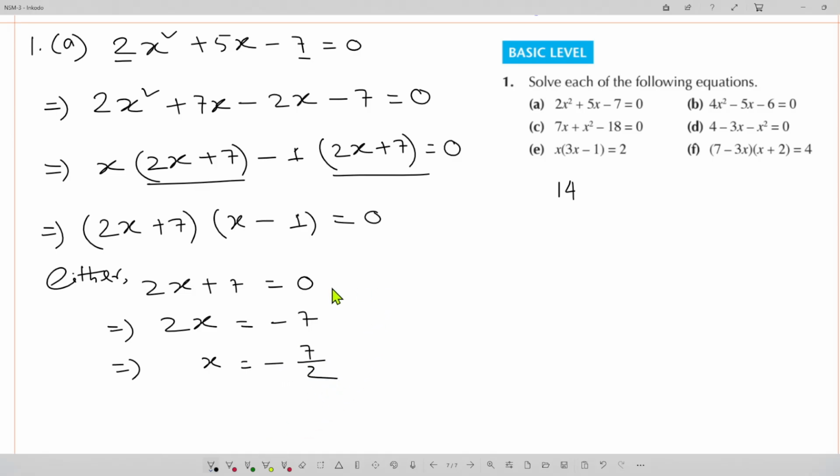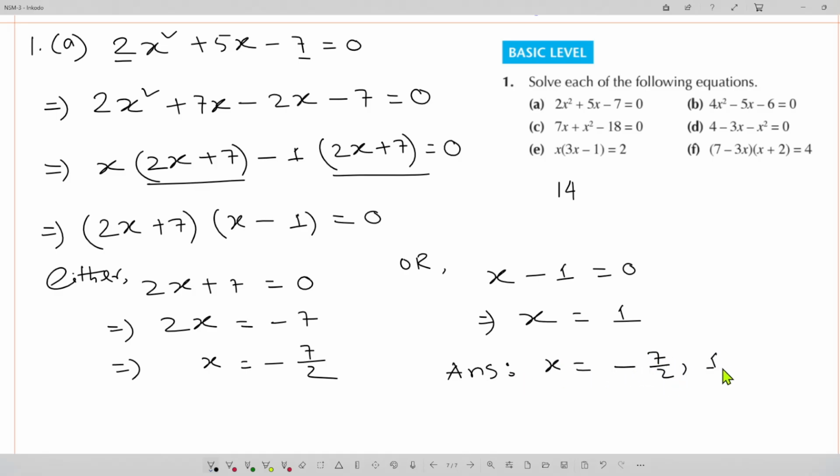Okay, so this is either, or we can get another answer like x − 1 = 0. Here we can add 1 to both sides, so x = 1. So our answer is x equals either −7/2 or 1. This is our answer. So number 1A is done.